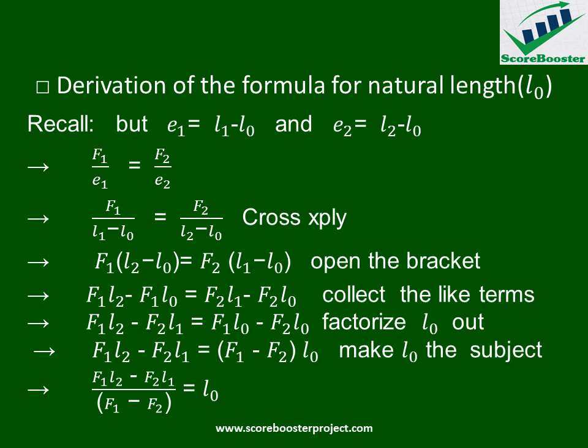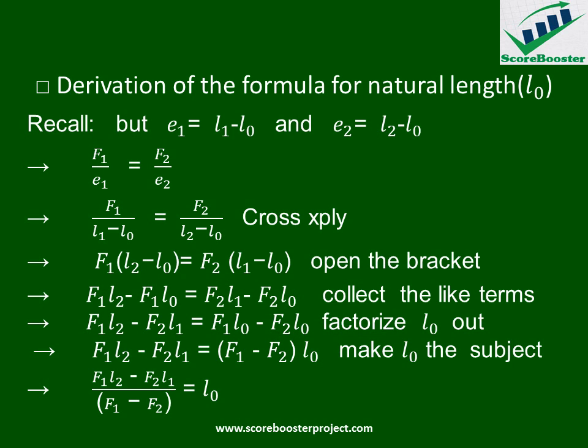Now, in this formula, if we substitute for E1 as L1 minus L0 and E2 as L2 minus L0, then we have F1 over L1 minus L0 is equal to F2 over L2 minus L0. Then we can cross multiply. If we cross multiply, we'll get F1 into L2 minus L0 is equal to F2 into L1 minus L0.